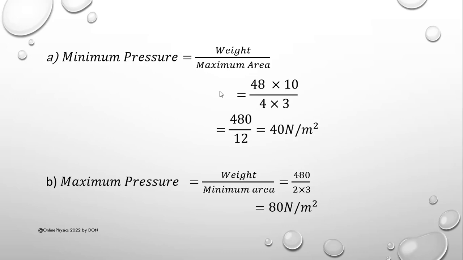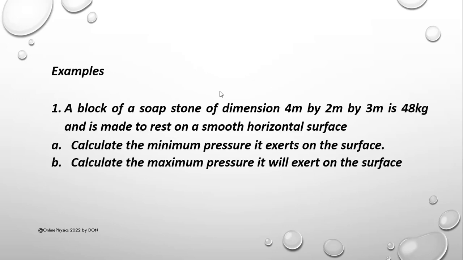Then what is the maximum area? From the dimensions given here, we have 4 meters by 2 meters by 3 meters. Which two dimensions, if we multiply them, will give us the least or the minimum area? And remember, all these units must be in the SI unit of length, which is the meter. So if they were in centimeters, our first task was to convert these units to meters. And if these kilograms were in grams, our first task was to convert them to kilograms.